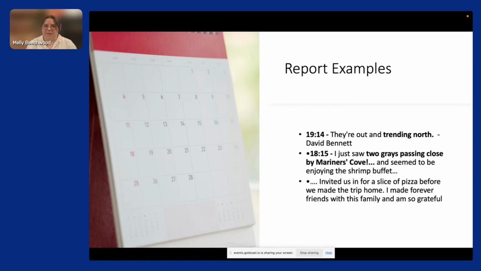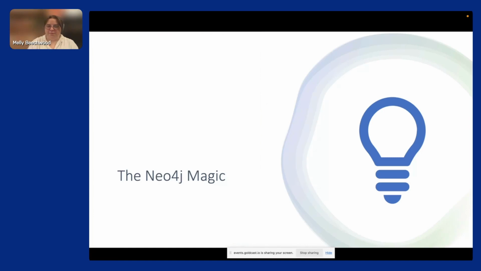And then the last one, these always make me smile. There was some information, and then they finished up by letting us know how they were invited for a slice of pizza before they made the trip home, and how wonderful of a time they had. And I am extremely happy for that human who got to have that incredible experience. And it makes it a little challenging as you parse through the data. So now we can see that real world example.